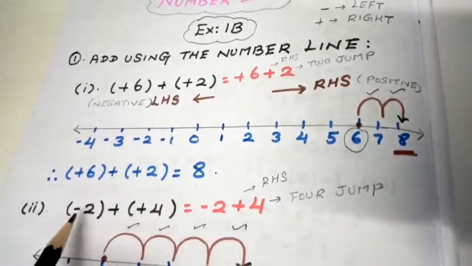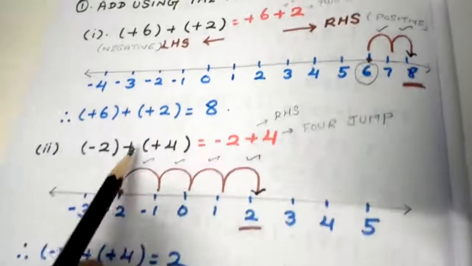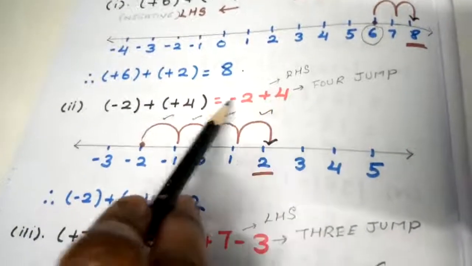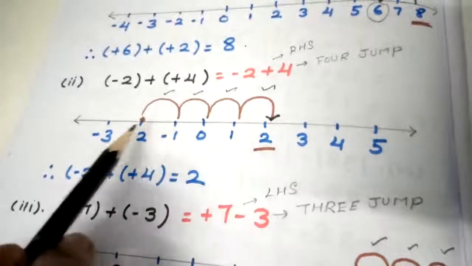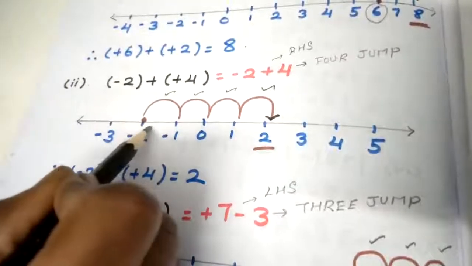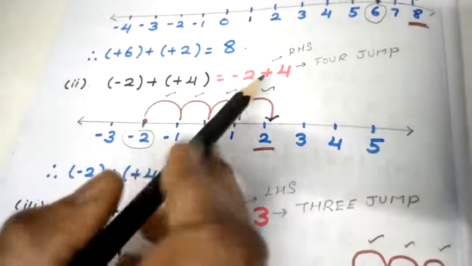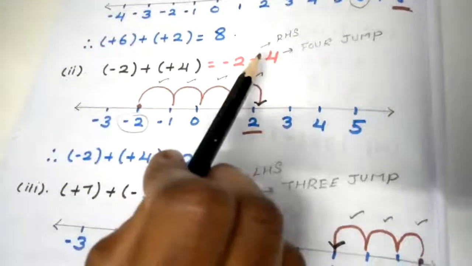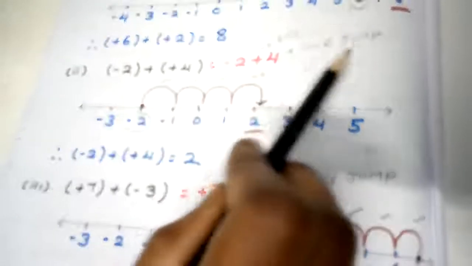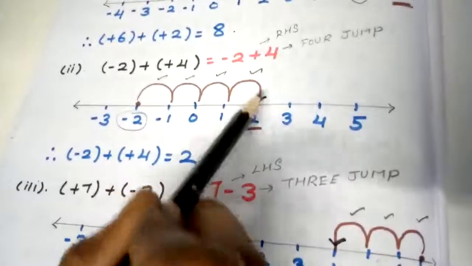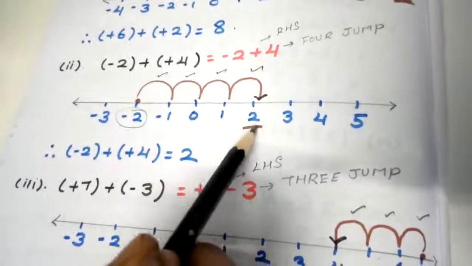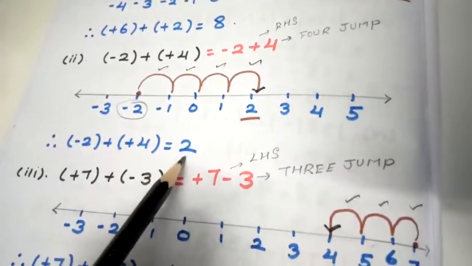Coming to the next one, minus 2 plus into plus plus 4. Draw the number line. Minus 2, I am just finding where I am having the minus 2. From minus 2 I am going to start. Positive means I am going to move right hand side. Plus 4 means 4 jumps. Starting from minus 2, 1, 2, 3, 4. So what is the answer I am getting here? 2. That is the answer we are getting in this place.